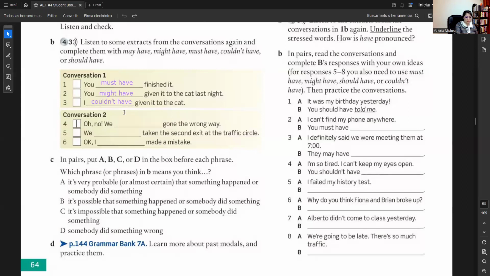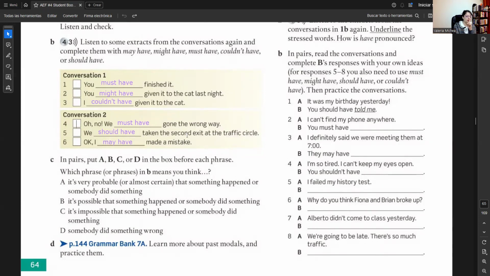Then in conversation 2, what do we have in the first one? Must have. Yes, must have. So, oh no, we must have gone the wrong way. What about the second one, or number 5? Should have. There you go. We should have taken. And what about the last one? May have. Right. Let me make it smaller. So may have. I may have made a mistake.